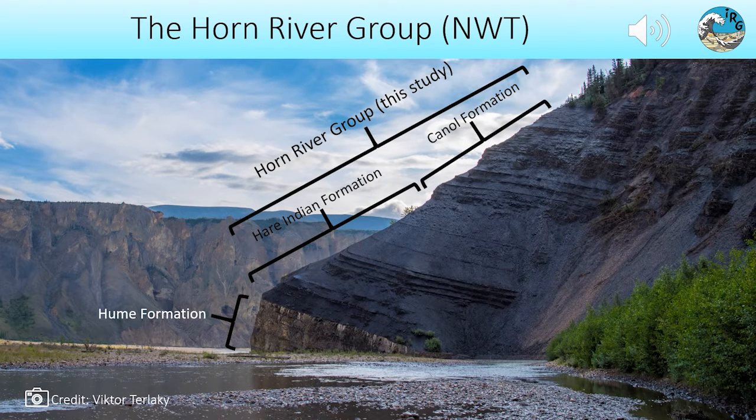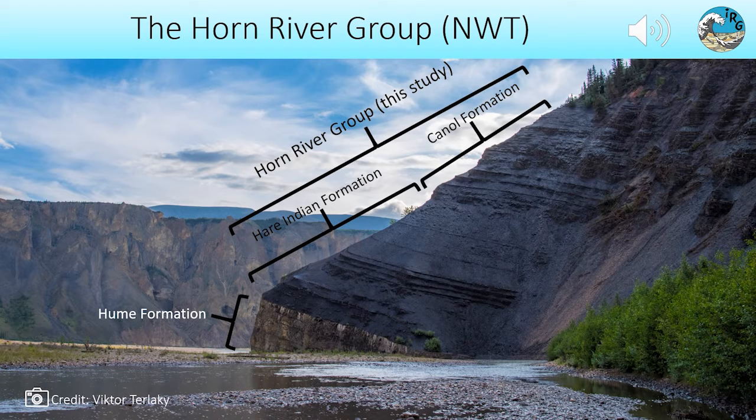The Middle to Late Devonian Horn River Group of the West Central Northwest Territories is comprised of the Hare Indian Formation and the Canal Formation, which are both organic-rich mudstone successions. This group also includes the Ramparts Formation, which comprises reef, platform, and ramp carbonates, and is present locally in some areas but is also absent in other locations. The Ramparts Formation is not present in the core that is the focus of this presentation.